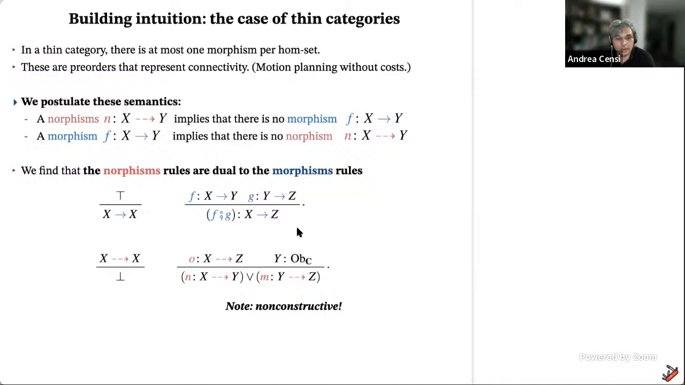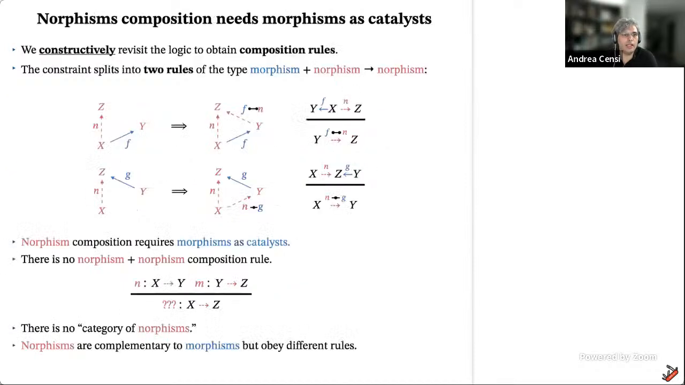Then I have this composition. The opposite would be to say that if I know that there is no morphism from X to Z, then for every object Y, I know that either I cannot go from X to Y or I cannot go from Y to Z. Otherwise, this path would be possible. Now, this is also a very non-constructive way to put it, right? Because we have an OR in the conclusion, so we don't like that. So I will write it again in a constructive way.